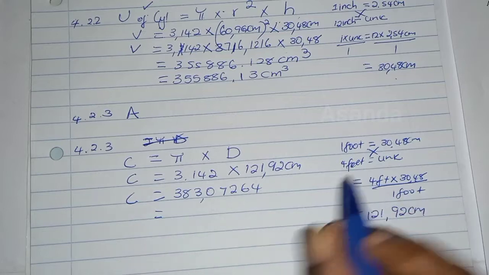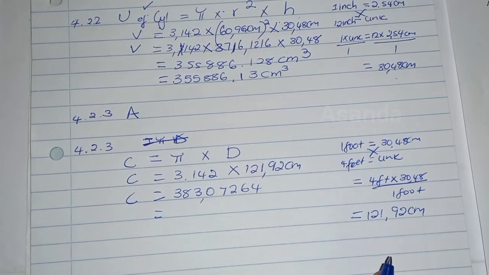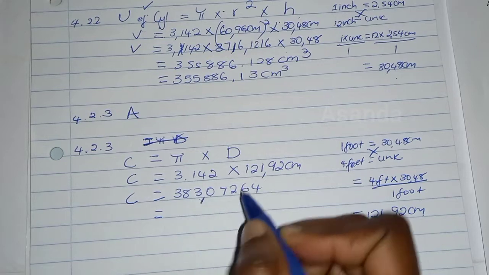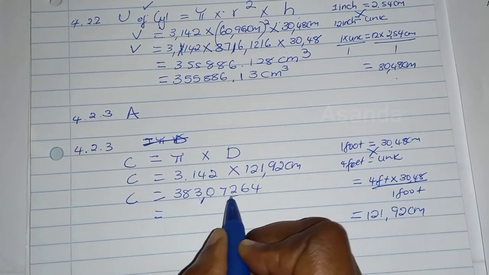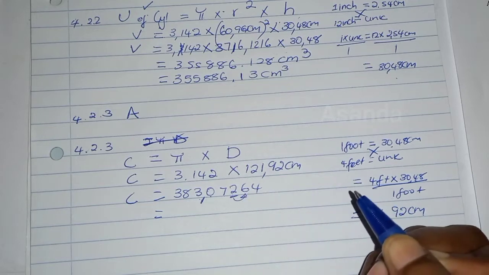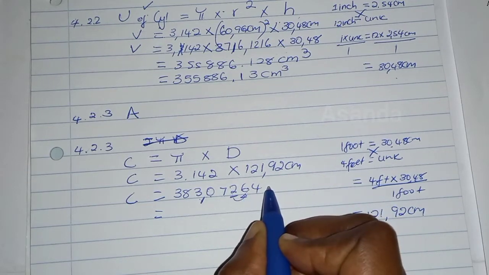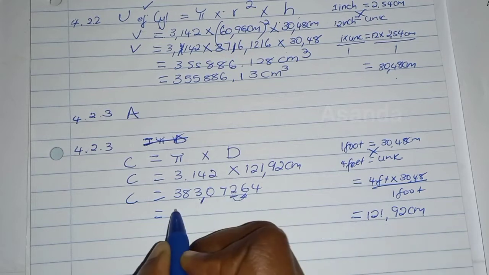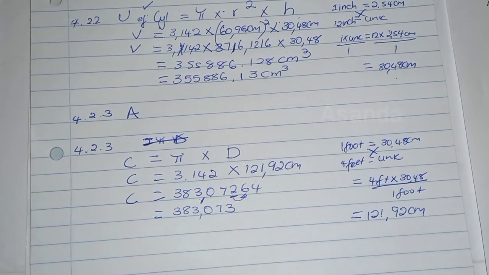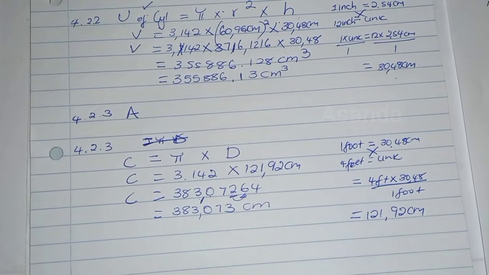383.07264, and they said round off to 3 decimal places. So this is 1 decimal on the other side of the comma, which is 1, 2, 3 decimal places, this one. So we're going to check what my next one says. If it's 5 or above 5, this one will go up. So it'll be 383.073 centimeters.